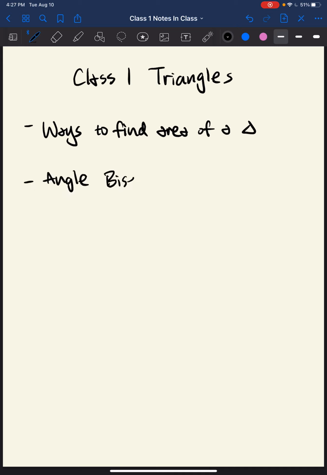So the three topics I will talk about today are ways to find the area of a triangle, and then the angle bisector theorem, and last, similar or congruent triangles.